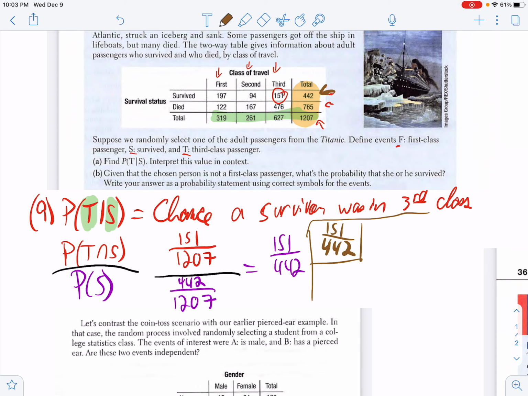There's a different way of getting that answer. Okay.